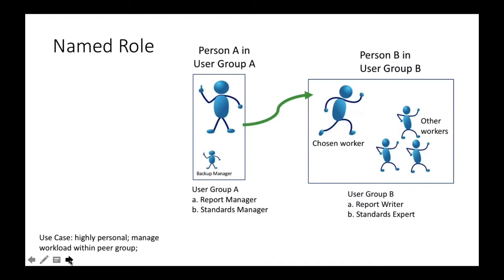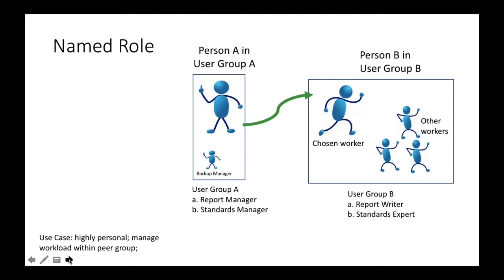Named role: person A selects a person from group B. Usually there's a backup person in group A. And then group B is usually peers, and for whatever reason, workload balancing, maybe it's expertise, this manager wants to select a specific person to accomplish a task. So it's highly personal, and lets you manage workload.